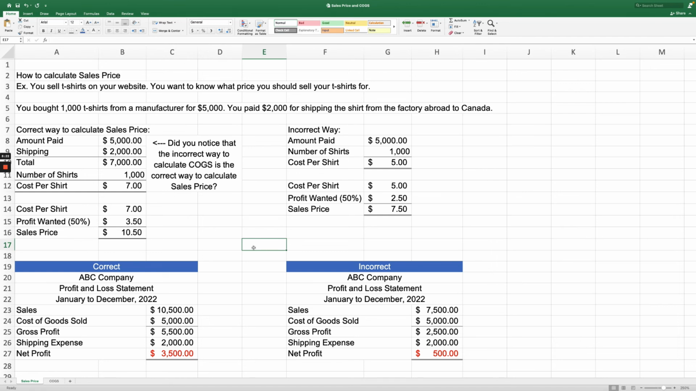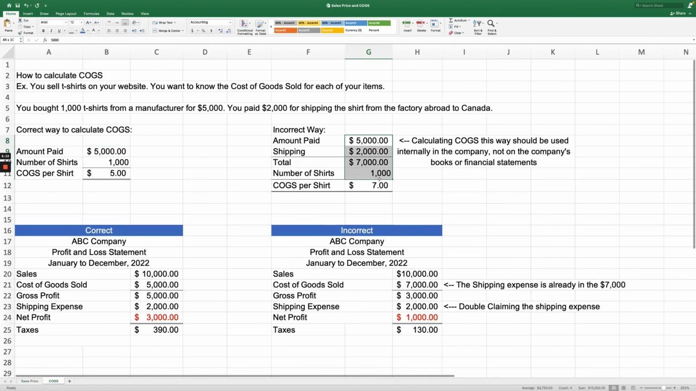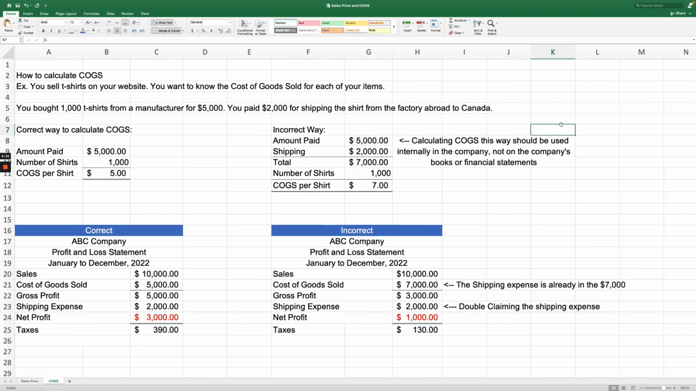Because some people, they do this, right? This is the correct way to calculate the sales price, but not your cost of goods sold. If you're trying to use this as your cost of goods sold in your accounting software, which is what we're focusing on, in an accounting perspective, this is incorrect because you are double claiming the shipping expense in your books. Internally, if you want to calculate your cost of goods sold this way, that's perfectly fine. As you can see, I said it here already, this should be used internally in the company. It should not be on your books or financial statements.